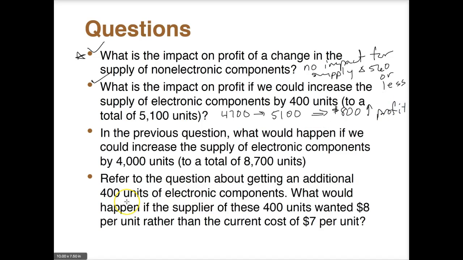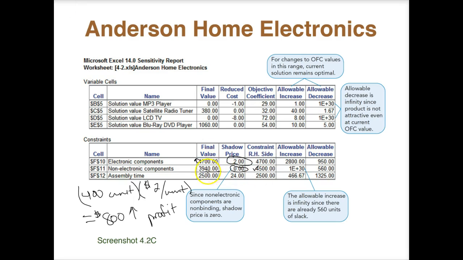All right, so for the third question, it says, in the previous question, what would happen if we could increase the supply of electronic components by 4,000 units? Okay. So in other words, we're trying to go from here to now here. So what would happen? Okay. So let's go back to our sensitivity report and see what would happen. Okay. So if we wanted to change this from 4,700 to 8,700, then what would happen, of course, is that the profit is going to increase a lot.